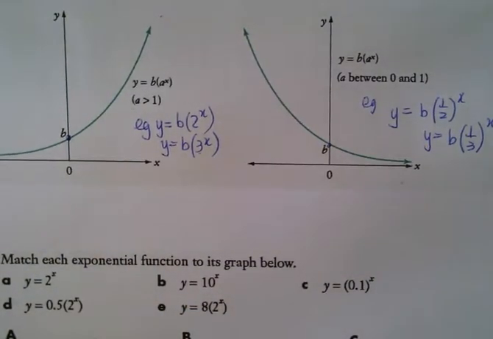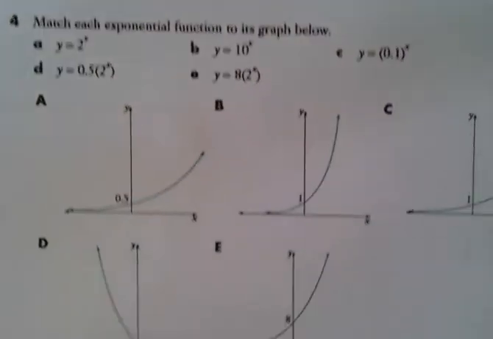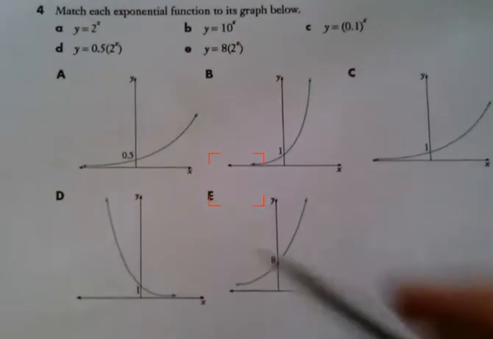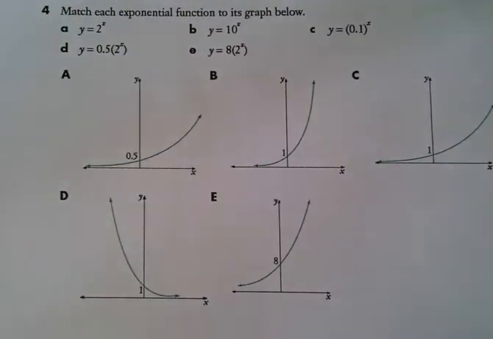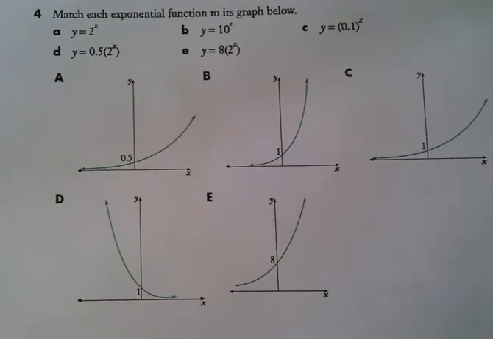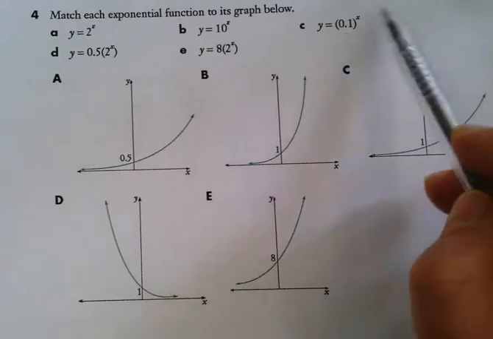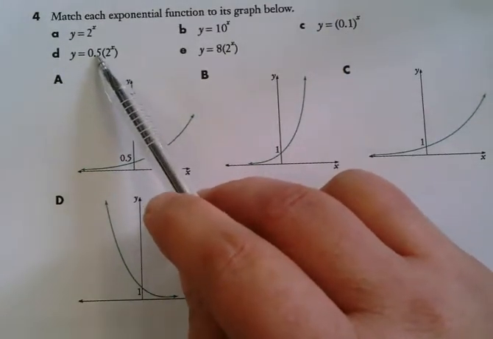Okay, let's see if we can match some curves with their equation. Now, what you want to do is sort of put them into two groups first. The ones going the normal way that we're used to, and the one going the other way. Now, there's only one going this way. Which one would it be? Look, 2 to the power of x, 10 to the power of x, 0.1 to the power of x. Don't worry about the 0.5 at the front. That's where it cuts the y-axis.